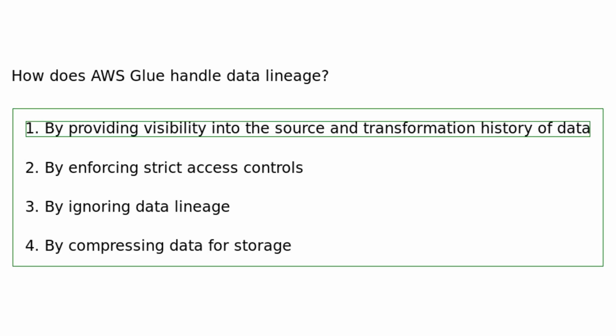The correct answer is by providing visibility into the source and transformation history of data. AWS Glue handles data lineage by providing visibility into the source and transformation history of data, enabling users to understand how data has been processed and transformed.